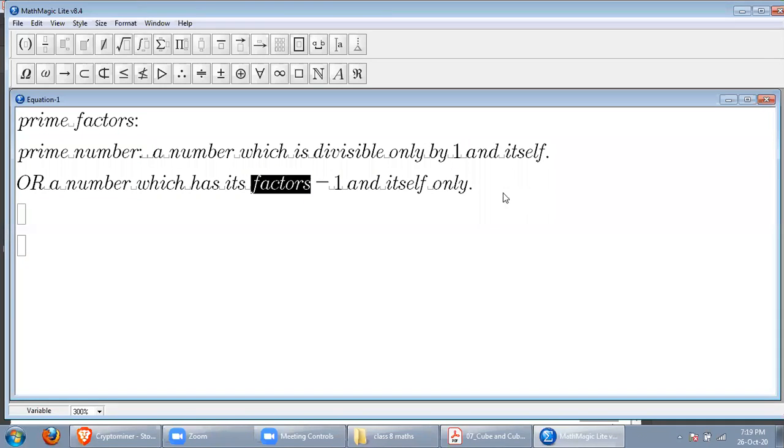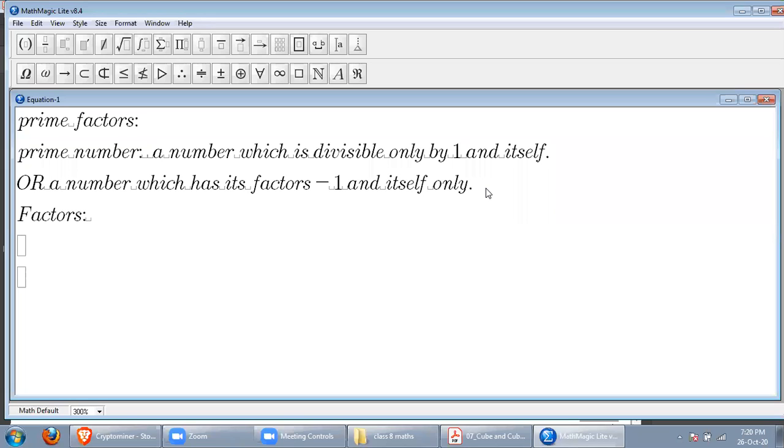So factors, I am telling you, factors are numbers which can divide the given number exactly. If we say factors of a given number, there may be many numbers or there may be only two numbers. In the case of a prime number, there will be only two numbers, one and the number itself. So factors are those numbers which can divide the given number exactly. All right?